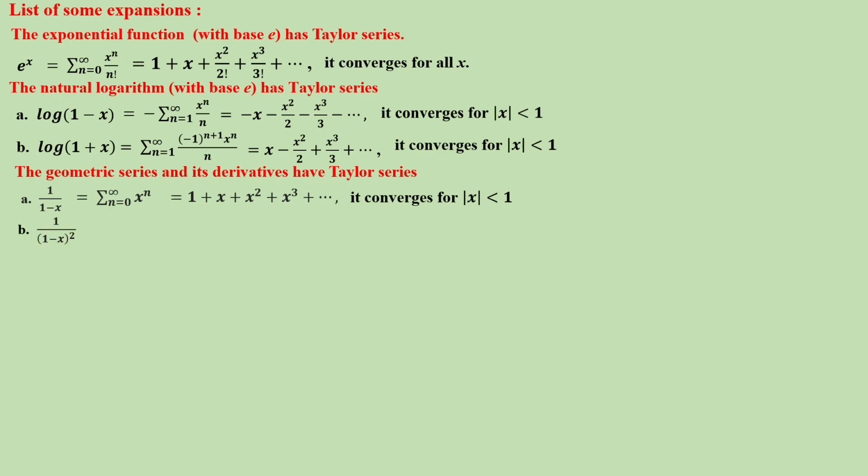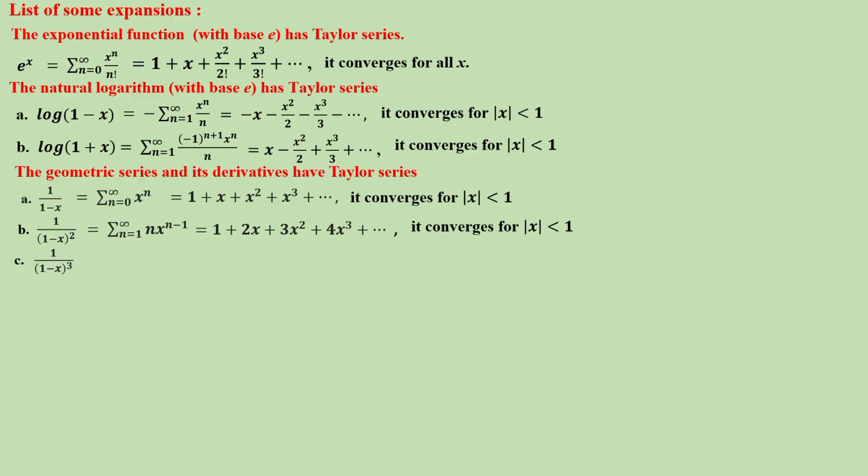Then we are considering 1 by 1 minus x the whole square, right? Geometric series, right? That is 1 minus x power minus 2, that is summation n is equal to 1 to infinity n x power n minus 1, that is equal to 1 plus 2x plus 3x square plus etc. So this series converges for mod x is less than 1.